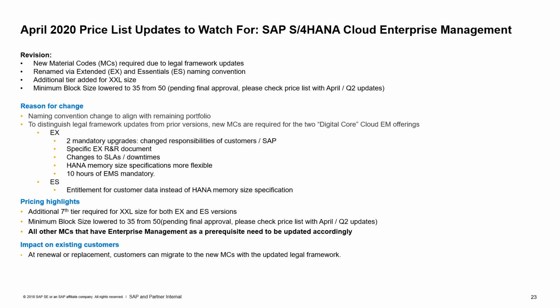In terms of pricing highlights, once again, there'll be an additional 7th tier required for the extra large size for both Essentials and Extended Editions. The minimum block size is lowered to 35, pending final approval. So please check the price list and the pricing guide updates on the portal under pricing. All other material codes that have enterprise management as a prerequisite also need to be updated accordingly. So you will see a change in some of the material codes in the price book when you compare Q1 2020 and Q2 2020 and beyond.